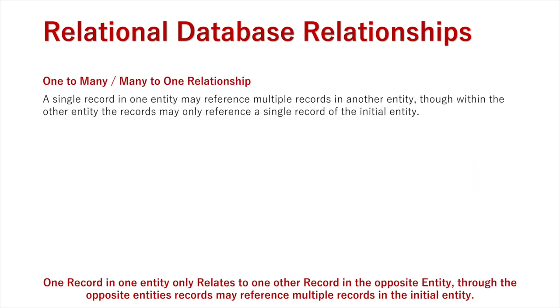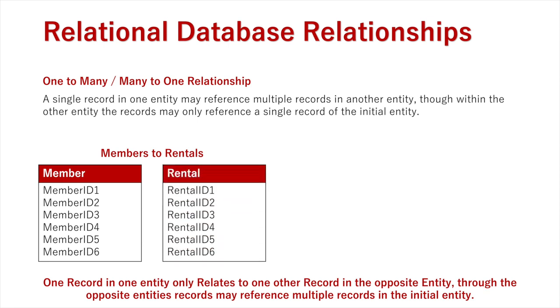Next is the one-to-many relationship, or the many-to-one relationship, where a single record in one entity may reference multiple records in another entity, though within the other entity, the records may only reference a single record in the initial entity. So as we've already stated, member to rentals is a one-to-many relationship. One member, member ID 2, might make multiple rentals. So rental ID 2 and rental ID 6 might both refer to member ID 2. One person has made two separate rentals. Another example is member ID 3. They might have done rental ID 3 and rental ID 4 and rental ID 5. So those three records refer to that one specific member.